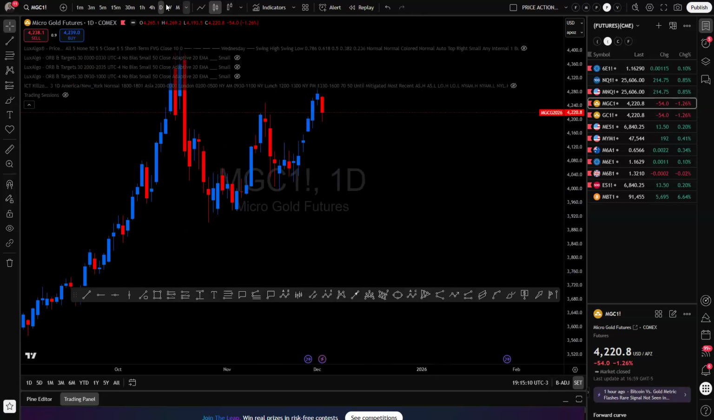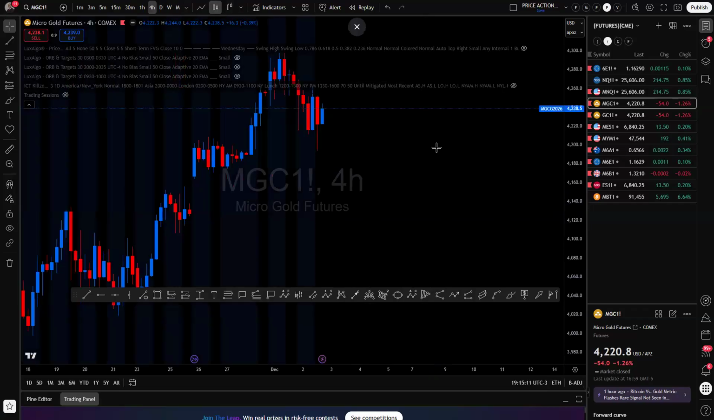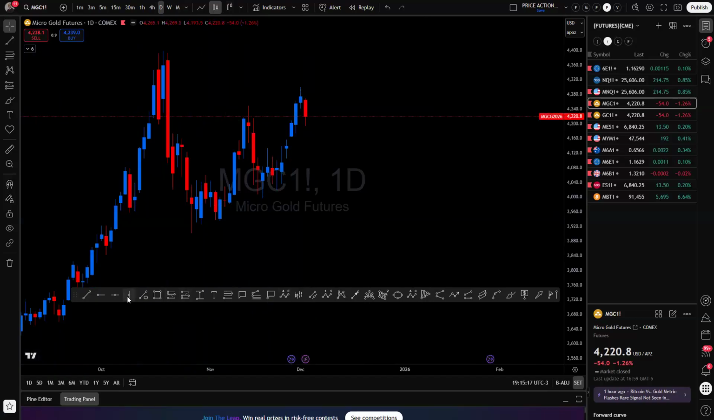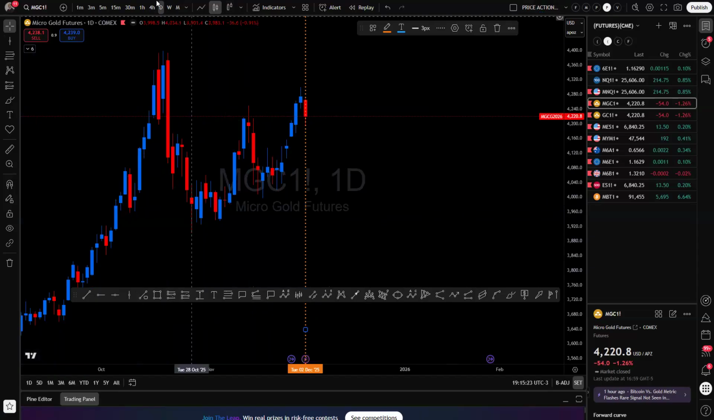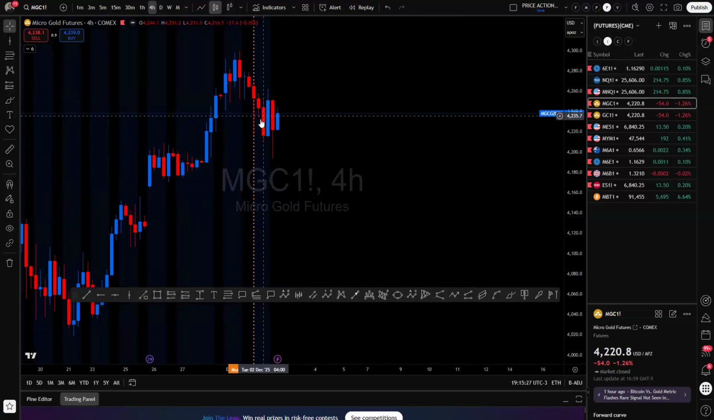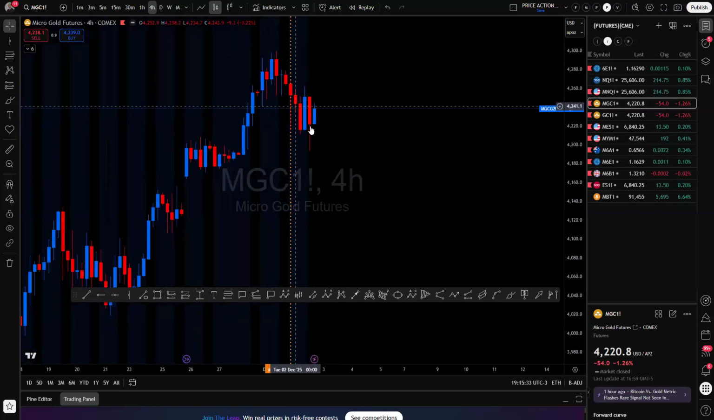So let's go to the 4-hour here. Let me go to the daily. What I'm going to do is put my vertical line here. Go to the 4-hour. From this vertical line, it looks like we have a little bit of bearish motion, but we're in consolidation here. This is accumulation.